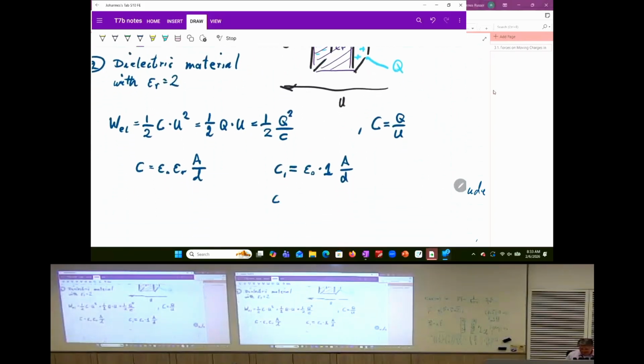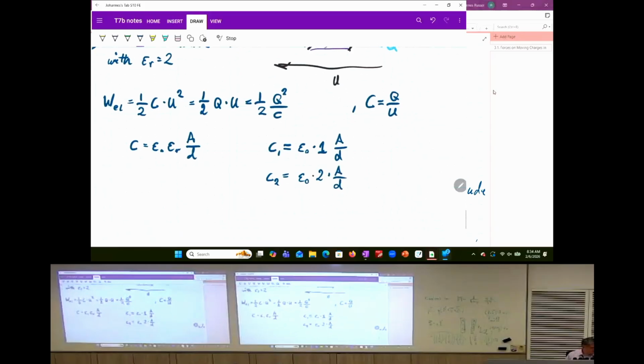And in the second case, you insert then this dielectric material and your relative permittivity is ER. So that would be your capacity with dielectric material ER.